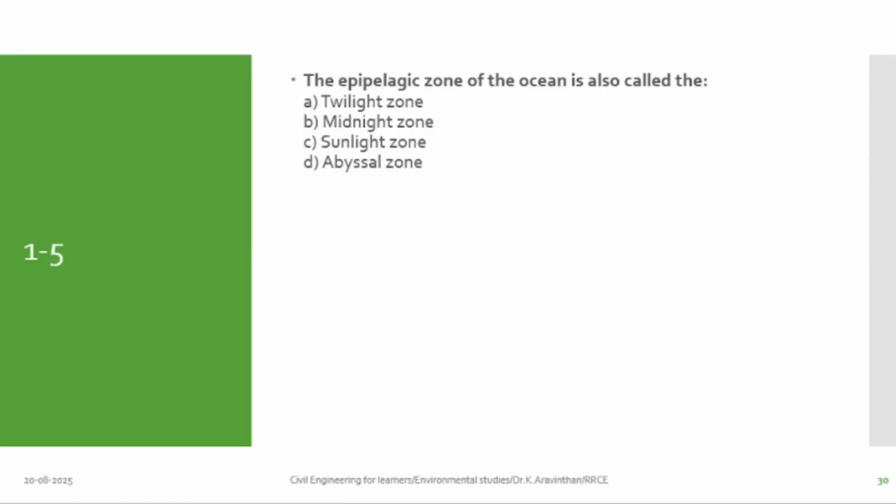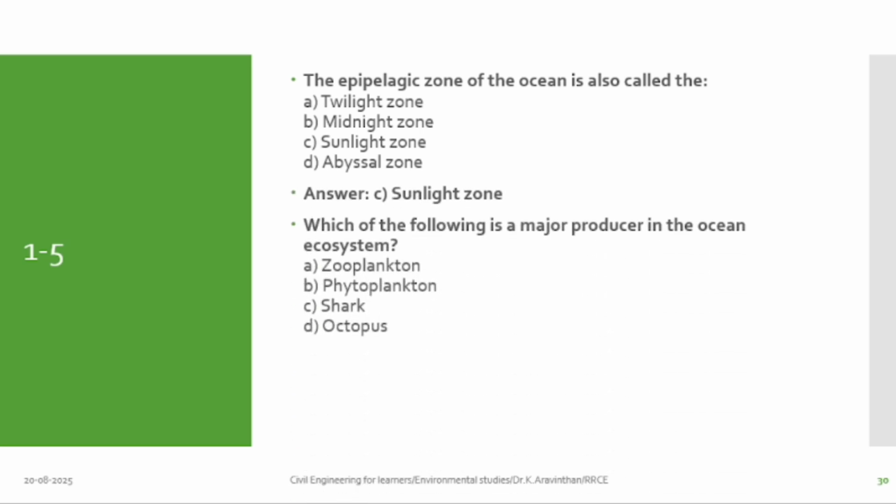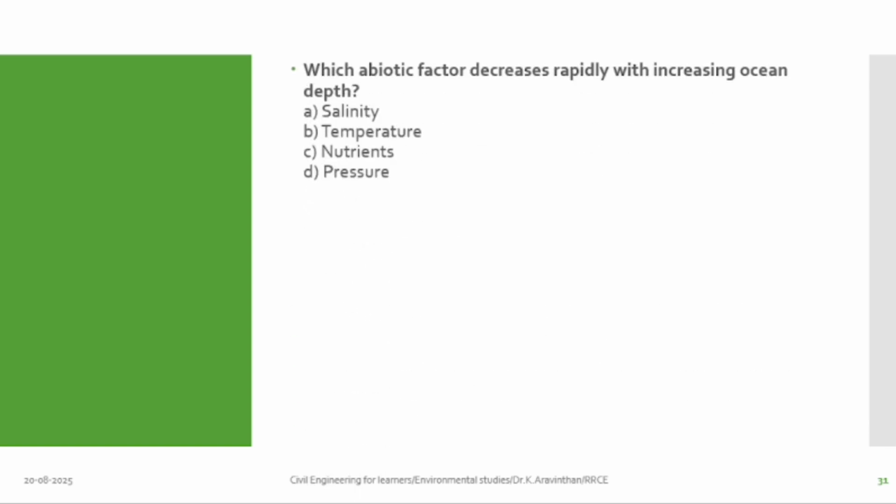What is the epipelagic zone of the ocean called? A, B, C, D. C, it is called the sunlight zone. This is the first zone. Yes, you are right. Next thing, which of the following is the major producer in the ocean ecosystem? Phytoplankton. Yes. Next one, which abiotic factor decreases rapidly with increasing ocean depth? Too much depth is there, what is happening?